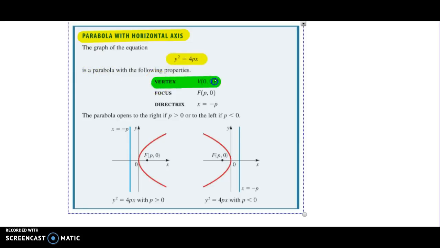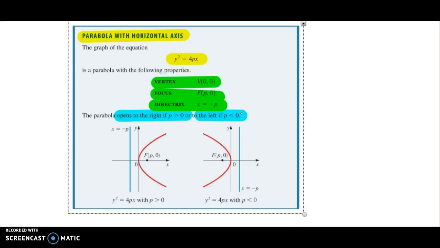The vertex is always going to be at (0, 0). However, the focus is going to be switched up where it's (p, 0), and the directrix is going to be x equals negative p. We also look at the direction of the graph. So the parabola opens to the right if p is greater than 0, and it opens to the left if p is less than 0.